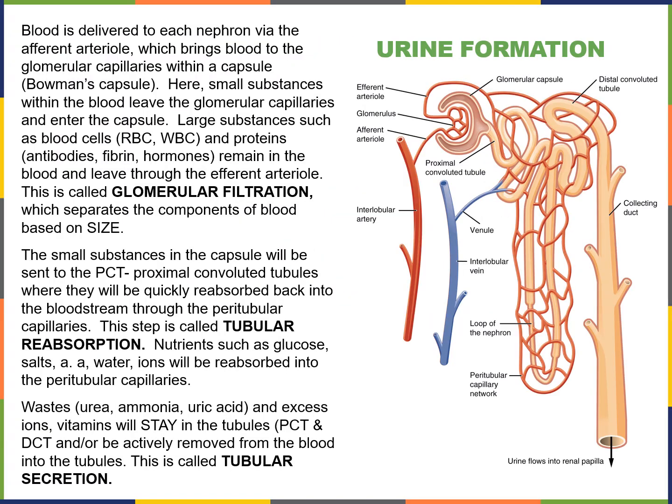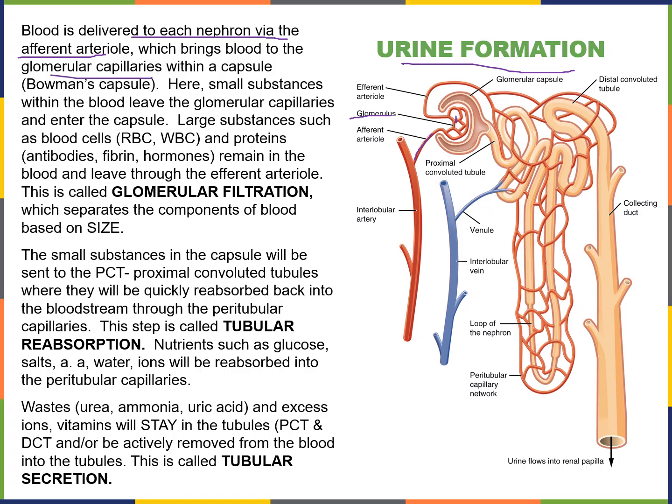Okay, so we want to talk about processes of urine formation now. So this is a better look at the nephron. It's all labeled for us. So let's see. Blood is delivered to each nephron via the afferent arteriole. So very important. Here's the afferent arteriole right there, which brings blood to the glomerular capillaries. So glomerular capillaries and glomerulus are identical. It's the same thing. It's these capillaries that are in here.